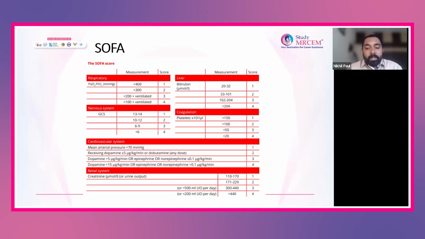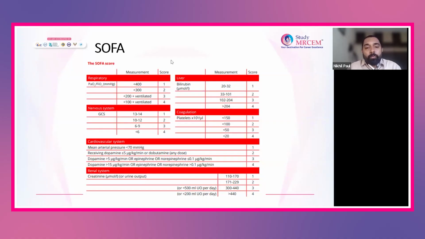And finally, a renal system parameter, creatinine, comes over. Creatinine score of 110 to 171, more than 440, and urine output also comes in. So 500 ml of urine output per day is 3, and less than 200 ml urine output per day is 4. SOFA score is a little extensive.